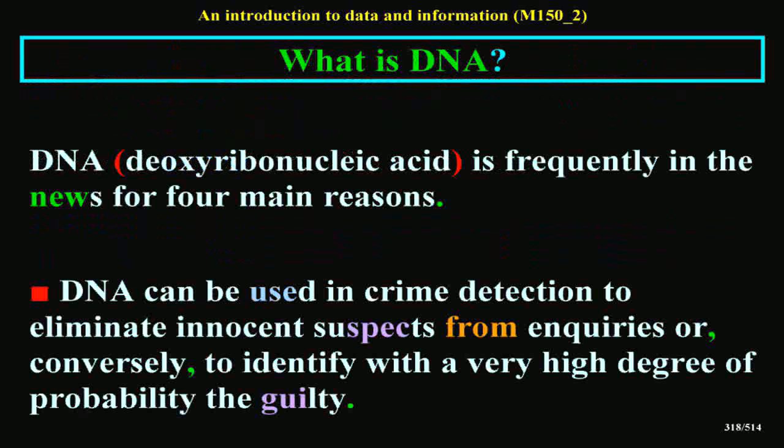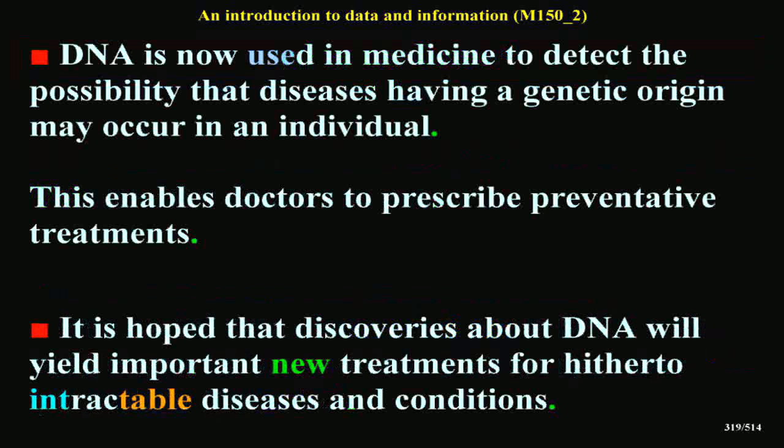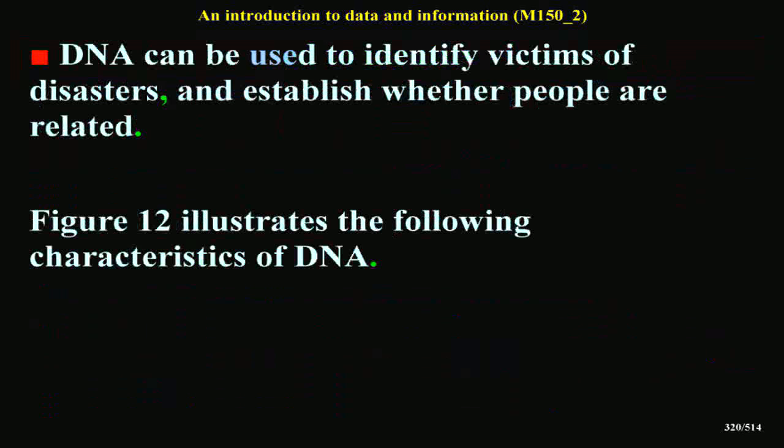Deoxyribonucleic acid is frequently in the news for 4 main reasons. DNA can be used in crime detection to eliminate innocent suspects from inquiries, or, conversely, to identify with a very high degree of probability the guilty. DNA is now used in medicine to detect the possibility that diseases having a genetic origin may occur in an individual. This enables doctors to prescribe preventative treatments. It is hoped that discoveries about DNA will yield important new treatments for hitherto intractable diseases and conditions. DNA can be used to identify victims of disasters and establish whether people are related.